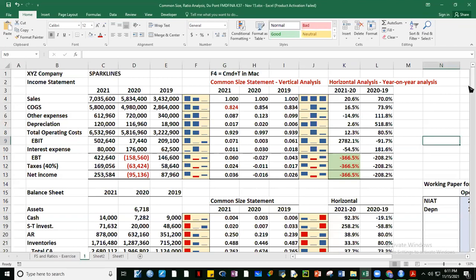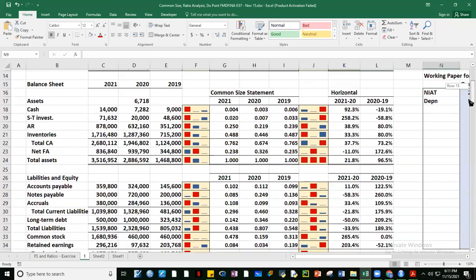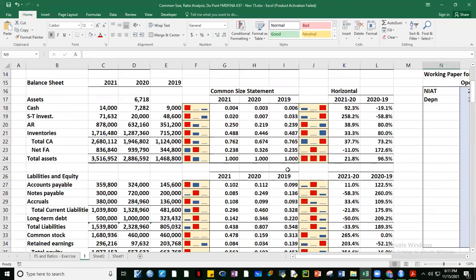Okay, so in the same manner, for the common size for the balance sheet, we look at this from the lens of the total assets. So for example, we can see here that for 2021, the composition of the total assets of the company was 76% current assets and 23% fixed assets. It was quite different in year 2020 when the fixed assets was almost half as big as the current assets.